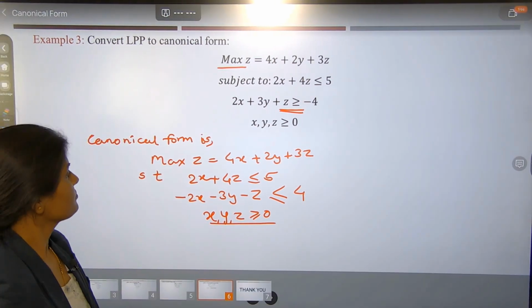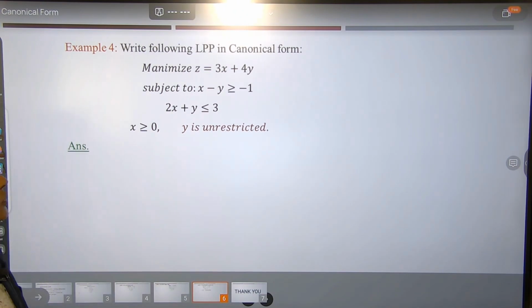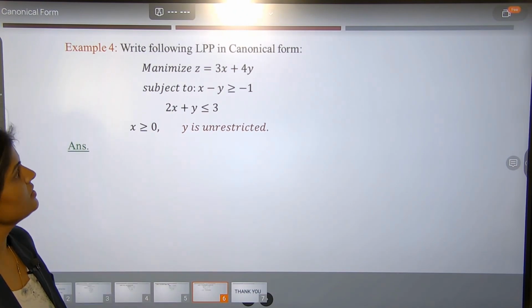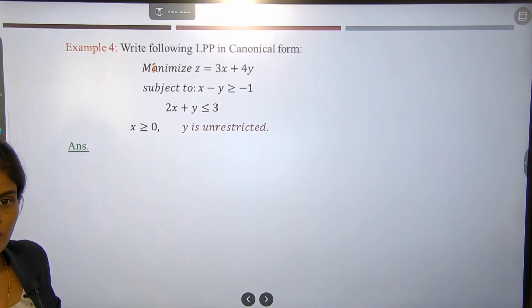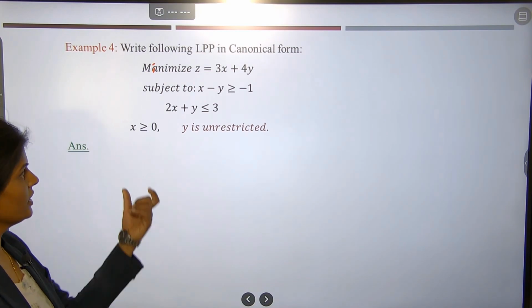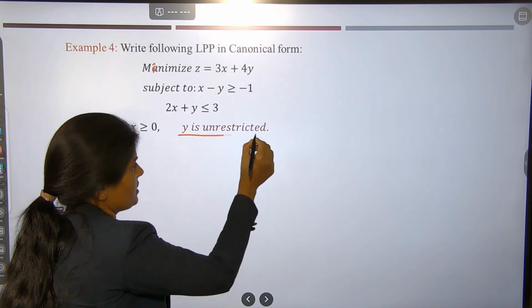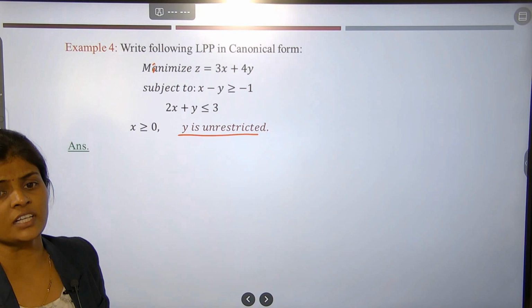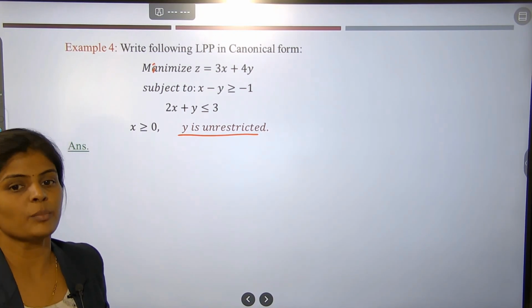Next example, the canonical form of the given LPP. So the given LPP is: minimize Z equals 3x plus 4y subject to x minus y greater equal minus 1, and the second constraint is 2x plus y less equal 3, and the non-negative condition is applied on x, where y is unrestricted. Unrestricted means we cannot determine the value of y, it may be negative, it may be positive.